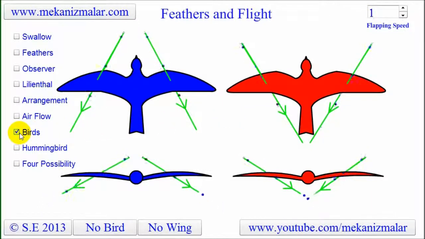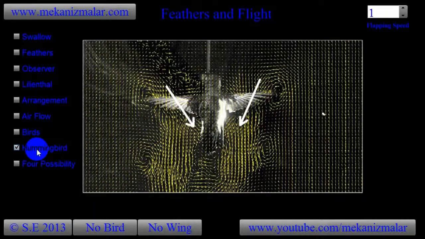I thank Dr. Brett from the University of Montana, Division of Biological Sciences, for giving me permission to use this hummingbird picture in a wind tunnel. As you can see in this picture, the feathers open in the upward stroke and the airflow converges toward the back of the hummingbird.